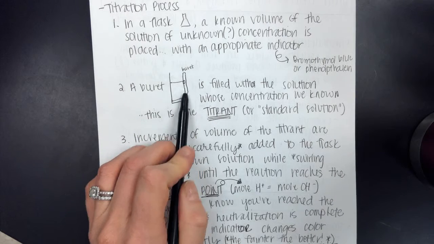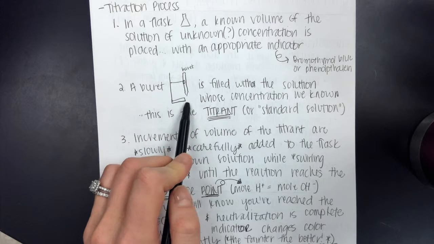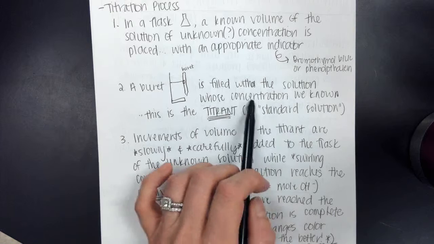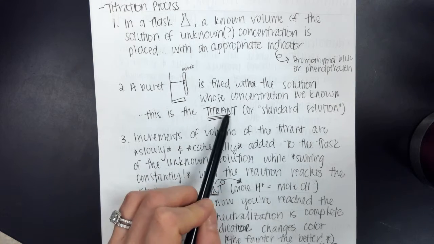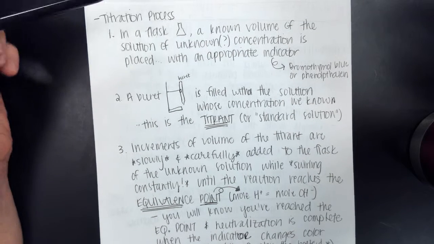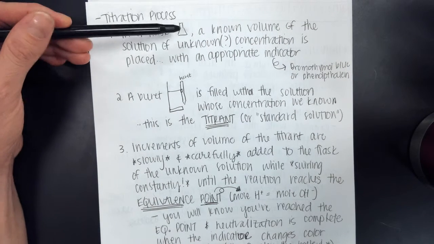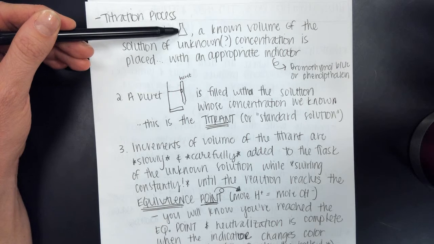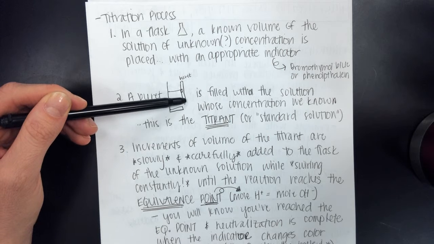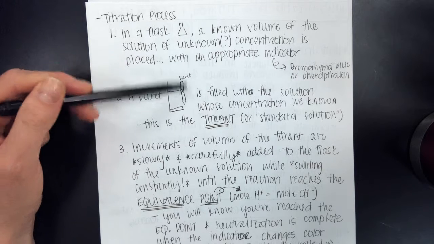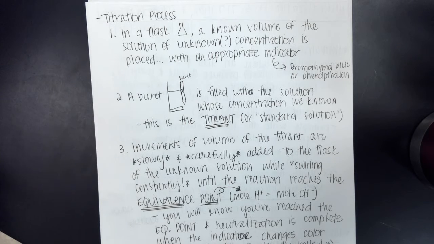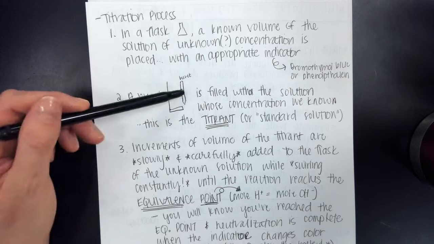We have not used these yet this year, so we'll talk more about the process of using a burette tomorrow. That is filled with your solution whose concentration we know. This is what we call the titrant, okay, or your standard solution. So in the flask is the solution whose concentration you don't know. In the burette is the solution whose concentration you know. And it can be an acid or a base in either one, okay? And you know the volume in both, right? Because you're controlling that.